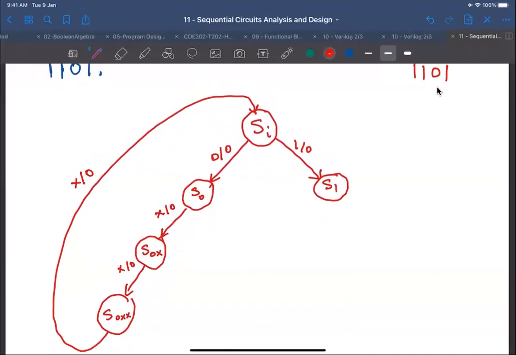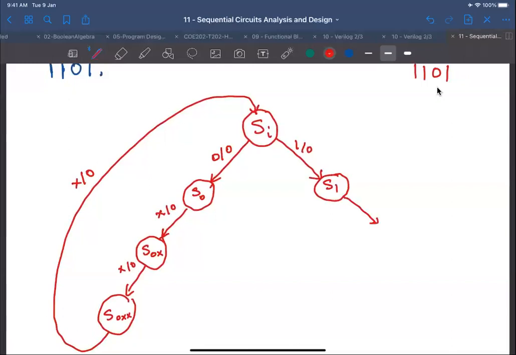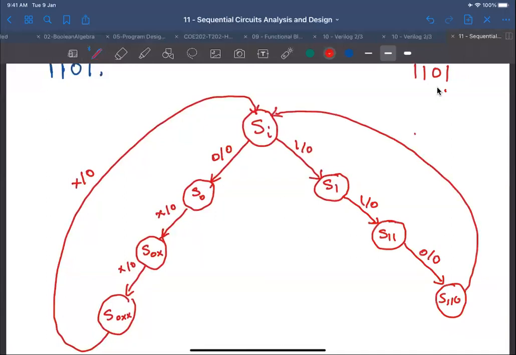So if I receive a 1, then I should advance my search. Okay, 1, but still the output is 0. We don't know what we receive next. So this is S11. And if I receive a 0, then I'm lucky. The output is 0, and my state is going to be S110. And if I'm super lucky, then I should receive a 1 here, and then I go back again and look for another code. But my output here is 1. Do you see that?